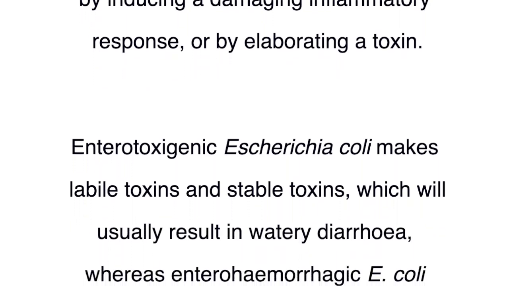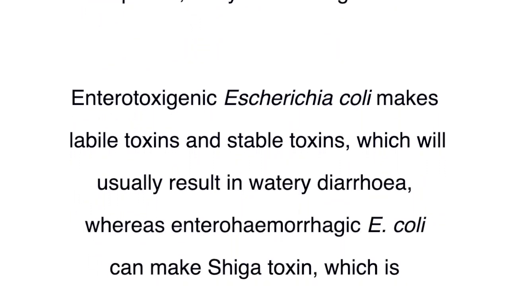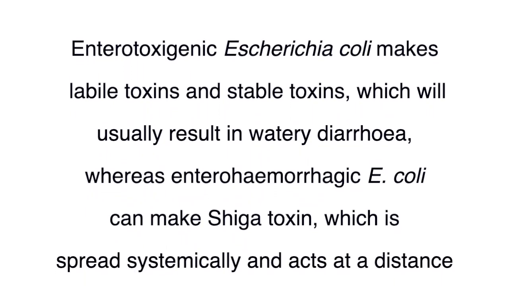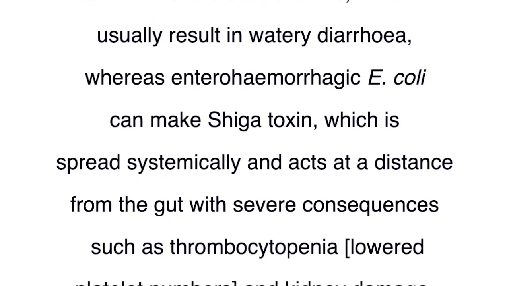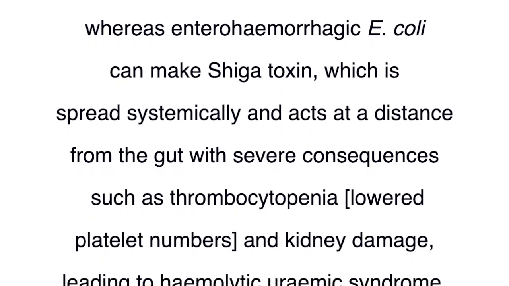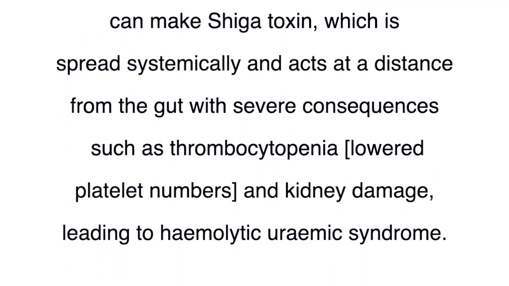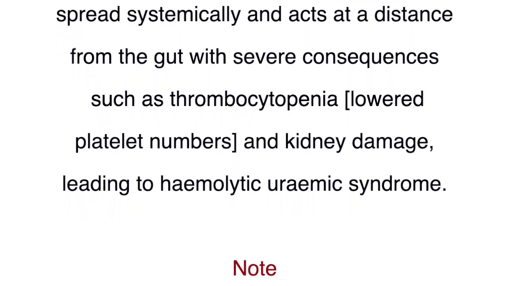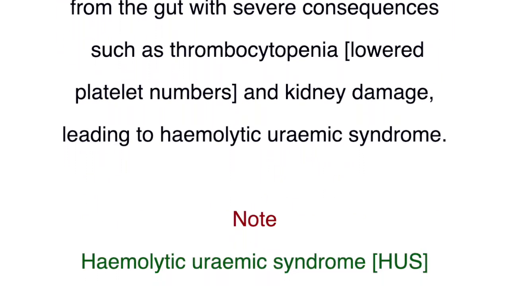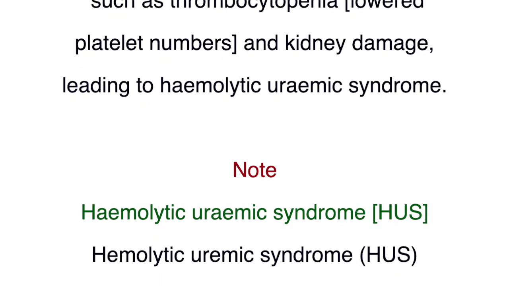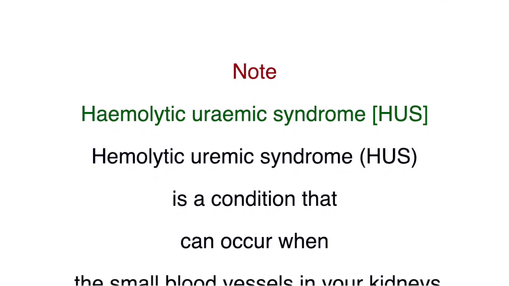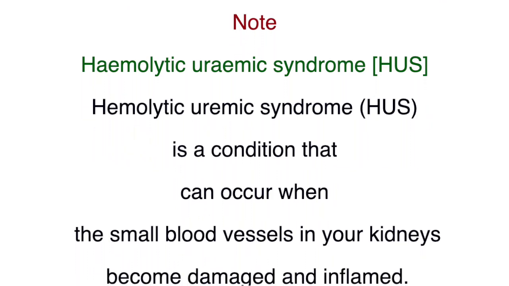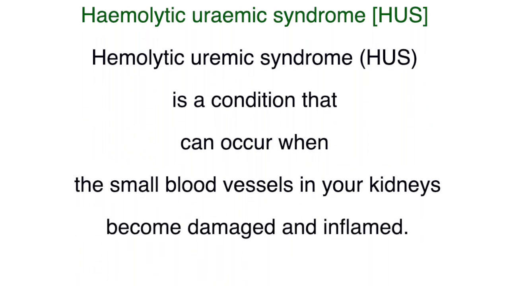Enterotoxigenic E. coli makes labile toxins and stable toxins, which will usually result in watery diarrhea, whereas enterohemorrhagic E. coli can make Shiga toxin, which is spread systemically and acts at a distance from the gut, with severe consequences such as thrombocytopenia, that is, lowered platelet numbers, and kidney damage, leading to hemolytic uremic syndrome.